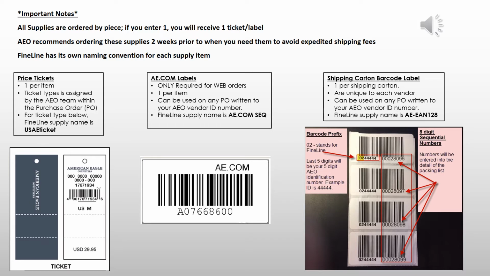These labels are unique to each vendor, and they can be used on any purchase order written to your American Eagle vendor ID. The FineLine supply name for this item is AE-EAN-128.